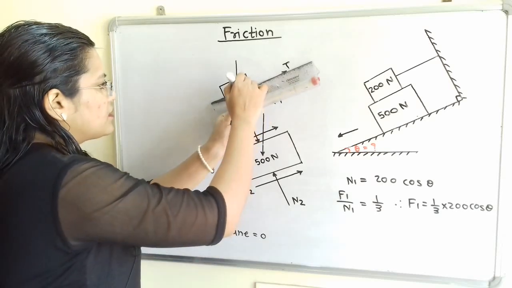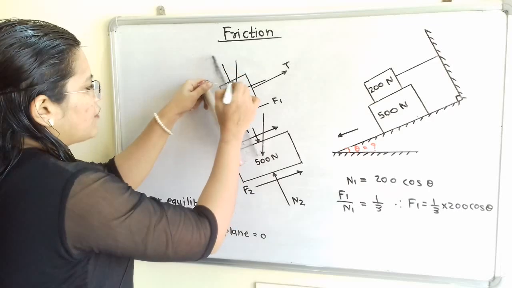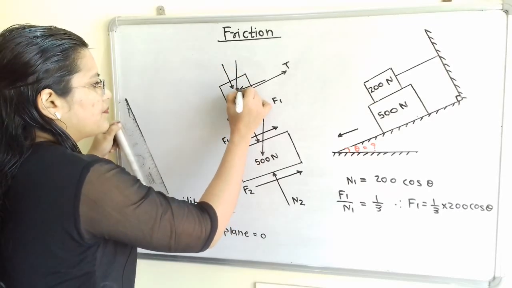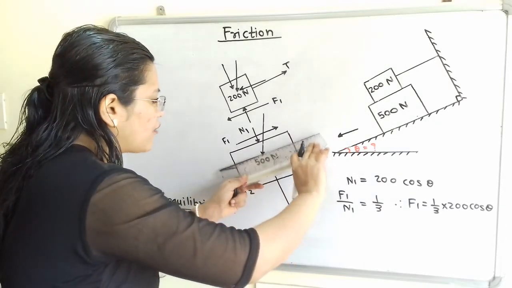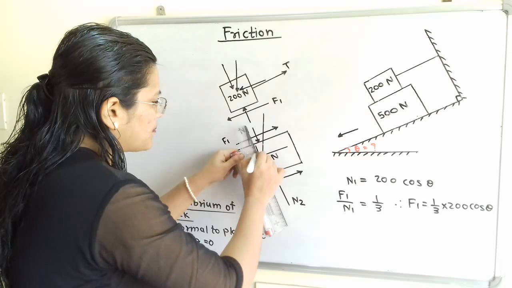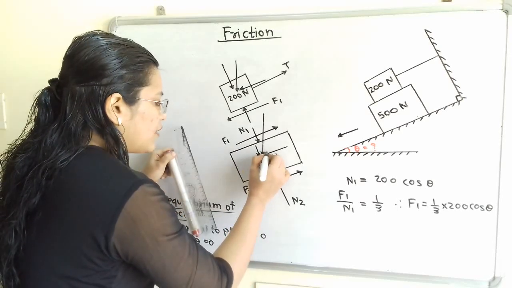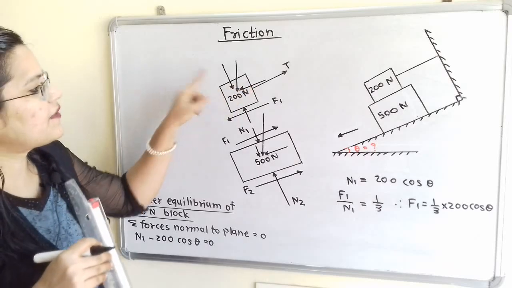So this line is also parallel, and here this line is perpendicular, and we have to show direction. And for this 500 Newton also, one line we have to show parallel to the inclined plane and the other perpendicular to the inclined plane, and we have to show the direction here. Now how to decide its value?